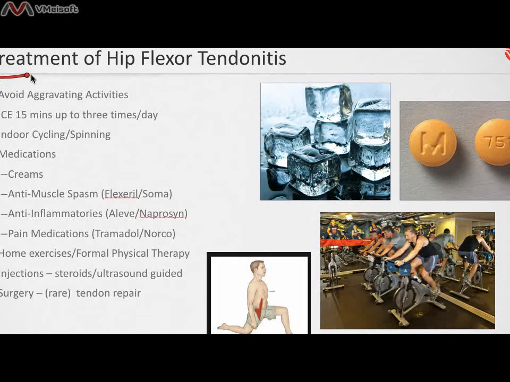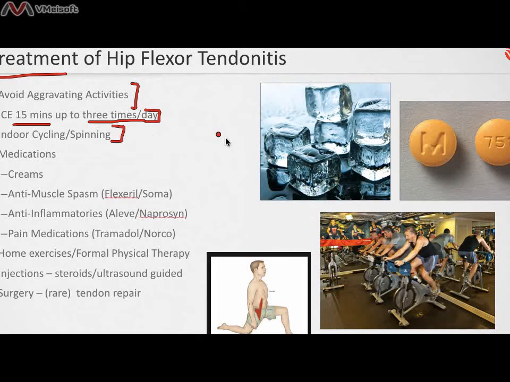Now, how would we treat hip flexor tendonitis? Well, there's a number of modalities, but usually we like to start with conservative treatment. So we want to avoid aggravating activity. So avoid running. Walking may be okay, but you don't want to do anything that requires a lot of flexion of your hip. You want to ice 15 minutes up to 3 times a day. That would be really helpful to help reduce the inflammation.